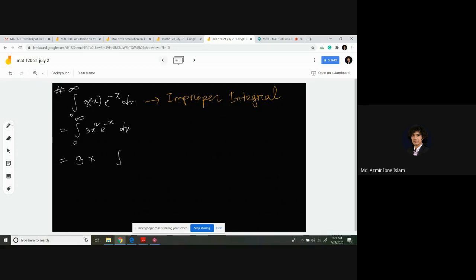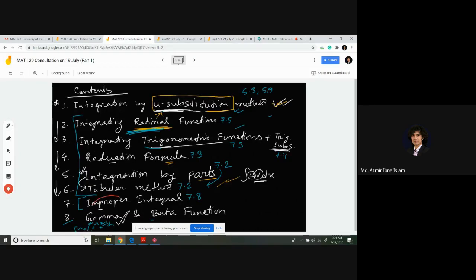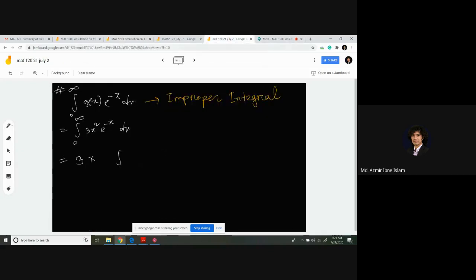The gamma function is the advanced technique of improper integral. See here, after 7 I have written 8. That means after improper integral I have written the gamma function. So definitely the gamma function is one kind of improper integral, but we can also solve it this way. So here we have the integral from 0 to infinity of x squared e to the power negative x dx. Is that okay? Yes, sir. Since 3 is constant, we have pulled out 3 before.